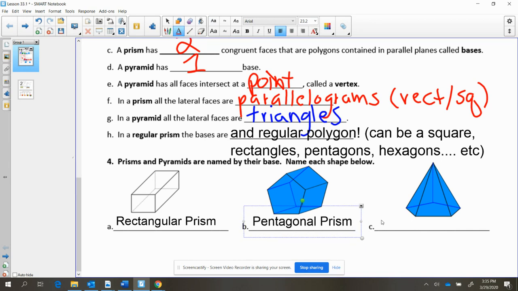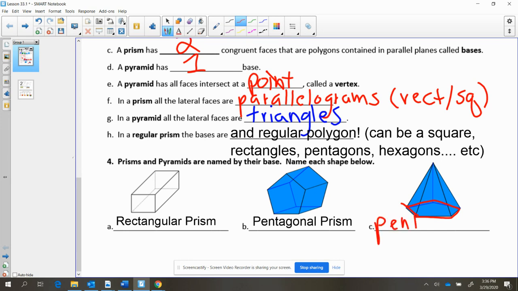Last but not least, example C, we said is a pyramid. Now notice on this particular pyramid, the base, similar to the base of our last prism, has 5 sides. It's going to also be a pentagon. So we would call this one a pentagonal pyramid.